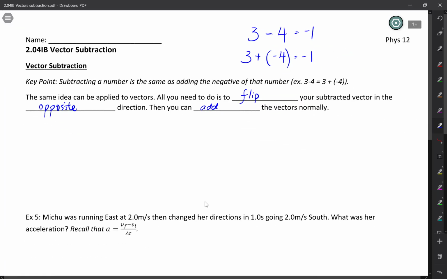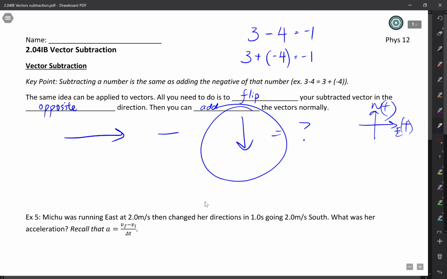So what does that look like? Let me give you an example. Let me say that going east is positive, going north is positive in this fashion. So let's say I want to subtract this vector minus this vector. Okay, let's say that's what I want to do. So how do I flip these vectors around? Well, I'm going to play around with my second vector over here.